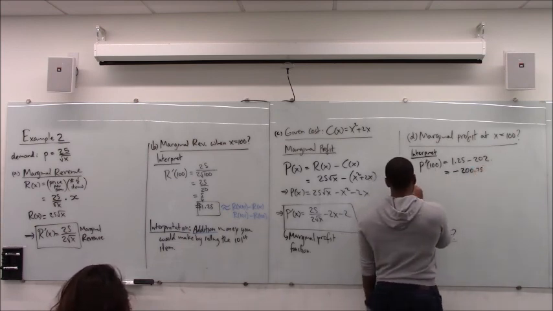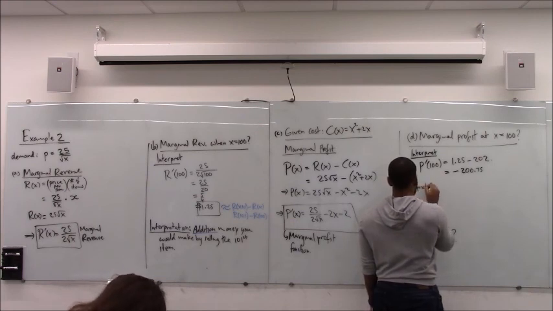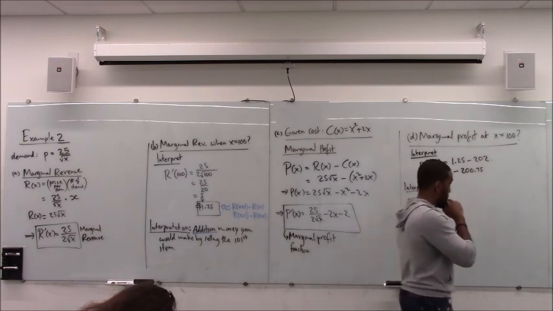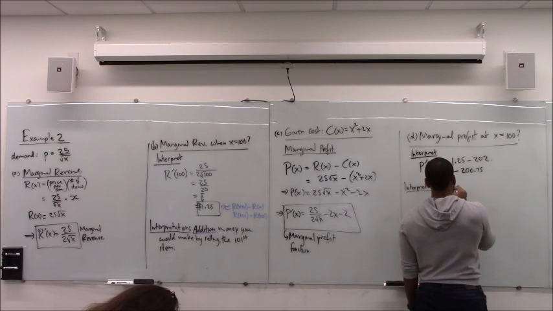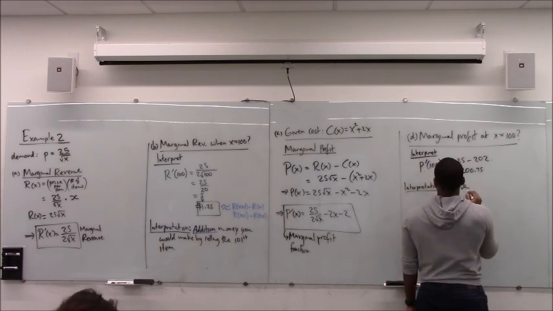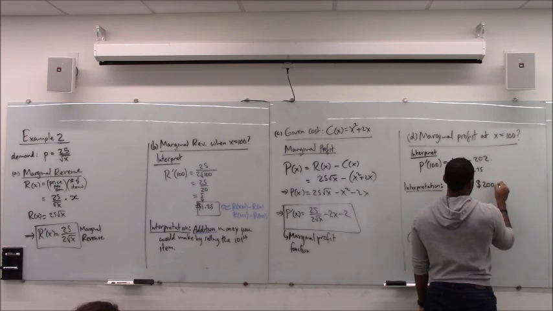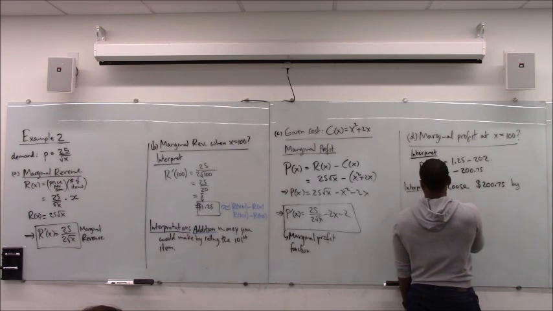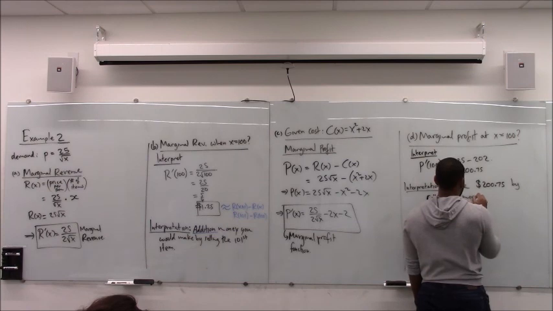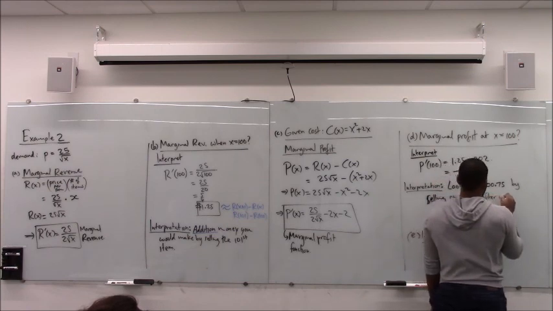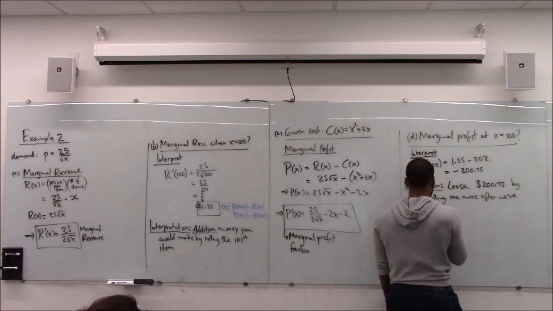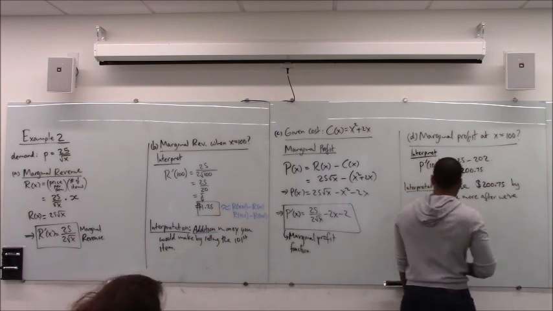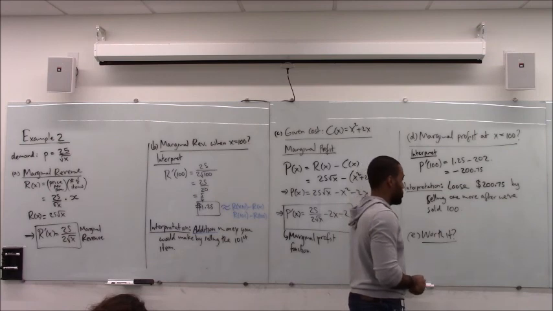So how would you interpret that number? Right, we would lose $275 by producing one more item, or selling, let's say, selling one more after we've sold 100. So is it worth it?